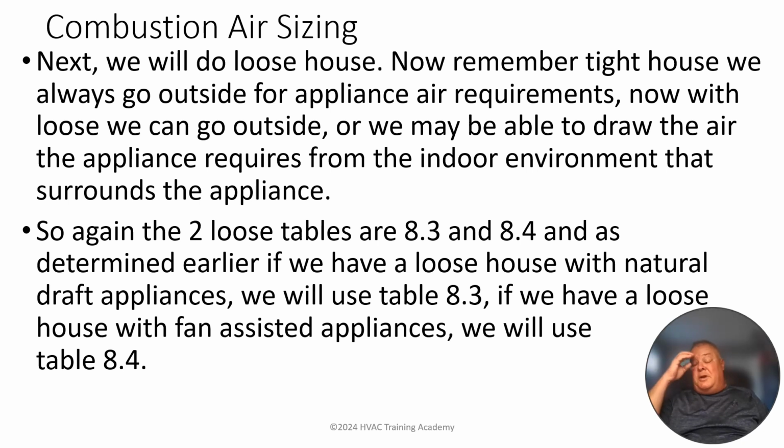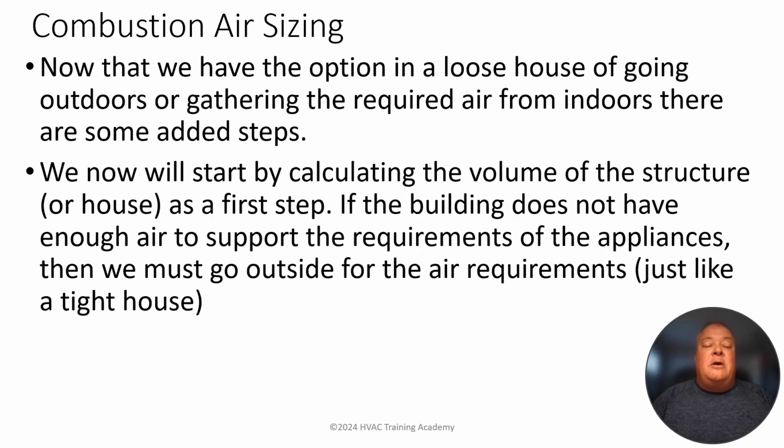So the first step is going to be tables 8.3 and 8.4, but the first thing we have to do is calculate what the volume of the home is going to be, or the whole building, or what they call the structure in the code. So the two loose tables, 8.3 and 8.4, were determined earlier. Loose house with natural draft appliances, we use table 8.3. If we have a loose house with fan-assisted appliances, we will use table 8.4. Now, as indicated, we can go ahead and figure out the volume of the structure.